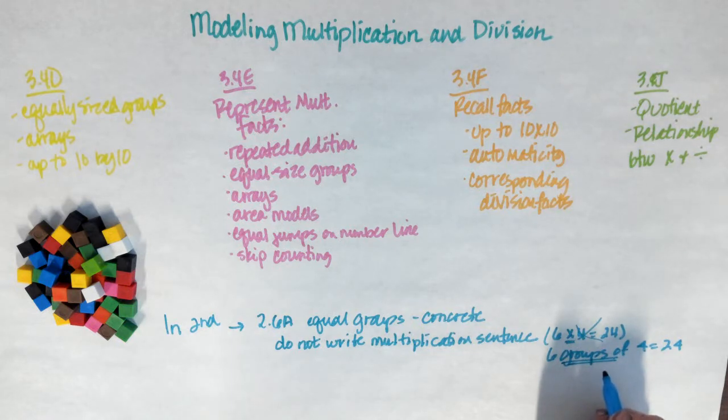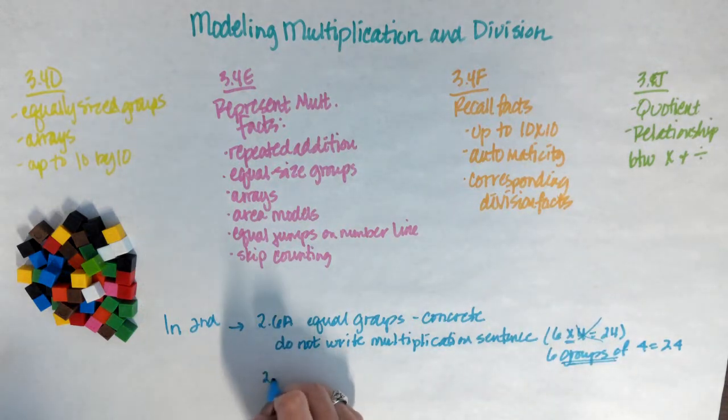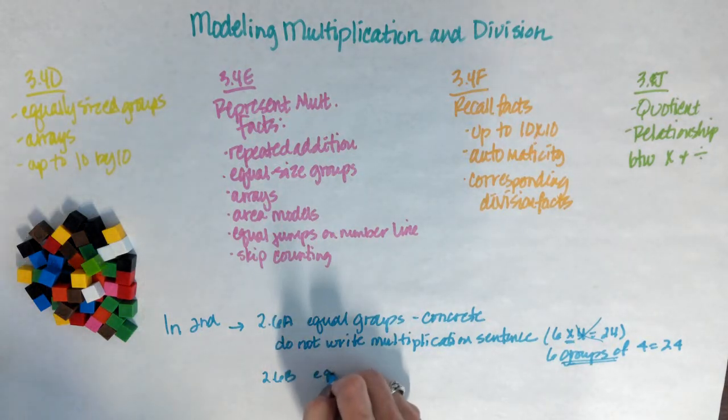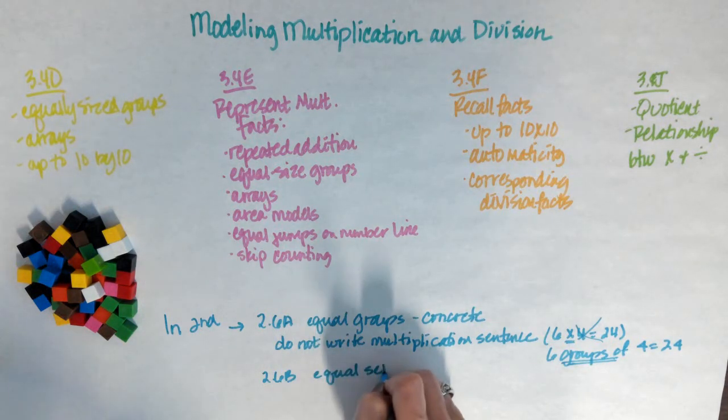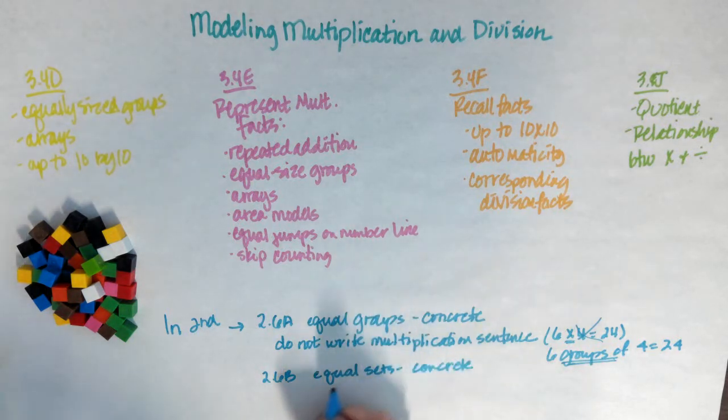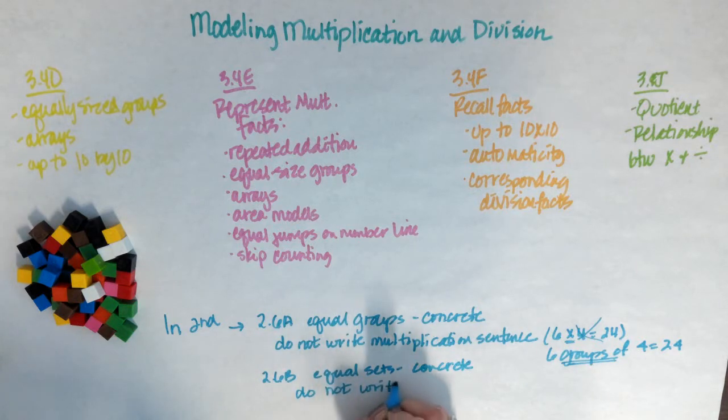So also in 2.6b, same thing for division. Students learn in second grade that they model, create, and describe situations where a set of concrete objects, again, is separated into equal sets, but they do not relate it to division facts. So they make equal sets with concrete objects. They do not write a division statement.